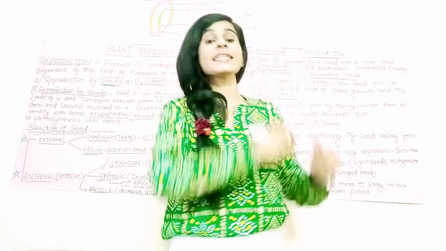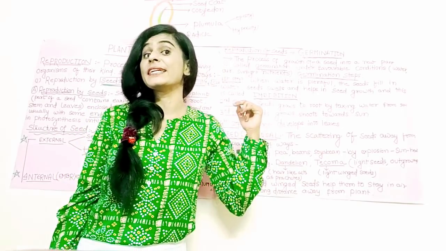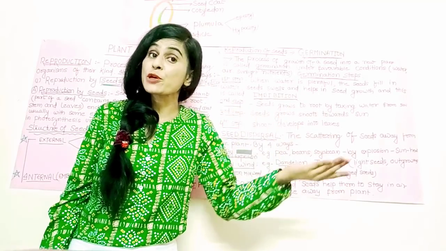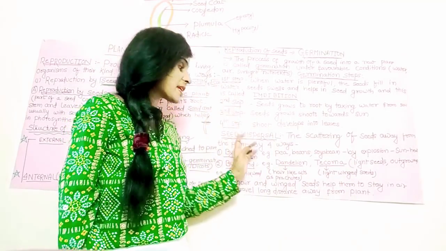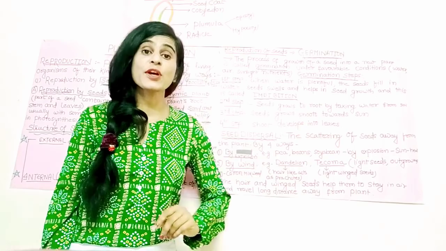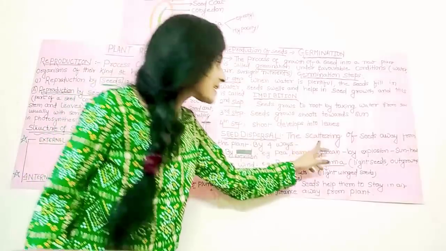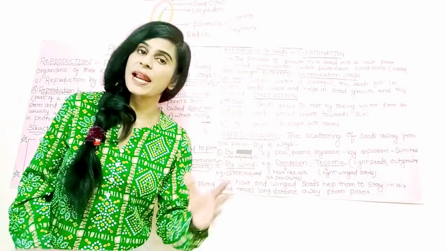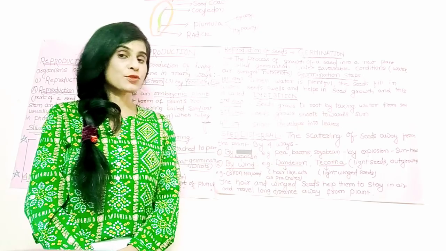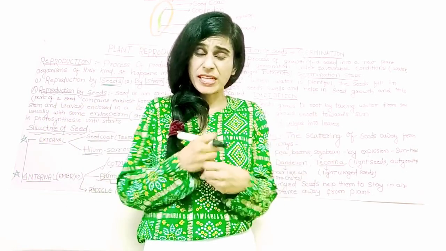And hence nature has developed a mechanism by which it can produce a new plant by itself. That is called seed dispersal. Seed dispersal means the scattering of the seeds away from the parent plants. Understood?